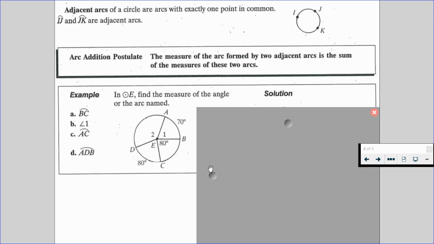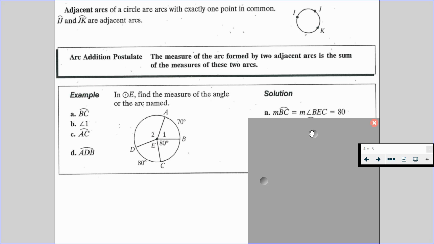So here we have an example over on the left-hand side of our screen. We're given in circle E, we're asked to find the measure of the angle or the arc named. So A is minor arc BC, B is angle 1, C is minor arc AC, and D is major arc ADB. So as we work through our solutions, minor arc BC is going to be the exact same measure as angle BEC, which means angle BEC we're given is 80 degrees, so the minor arc will also be 80 degrees. For B, the measure of angle 1 is going to be equal to the measure of our minor arc AB, which we are given is going to be 70 degrees.